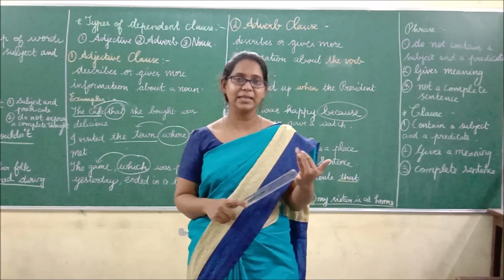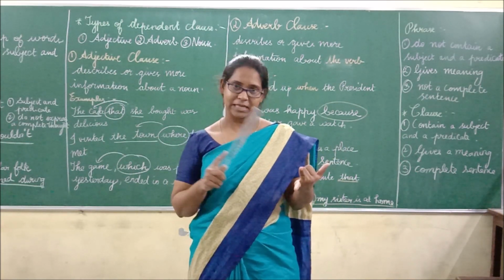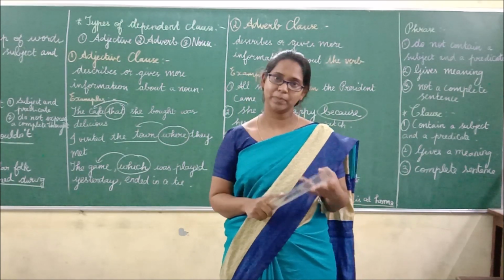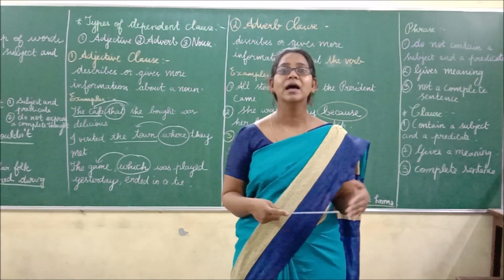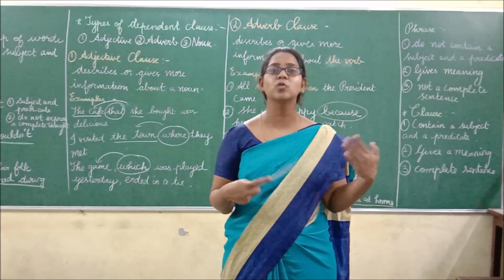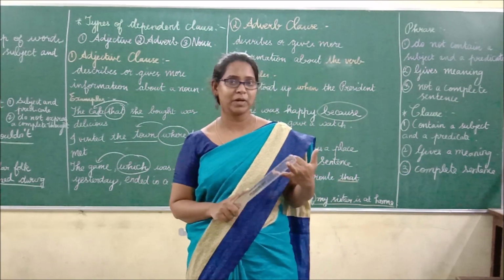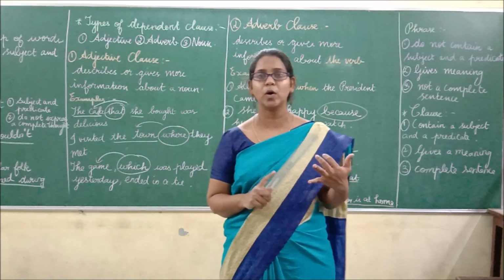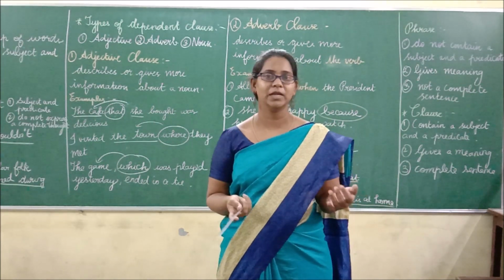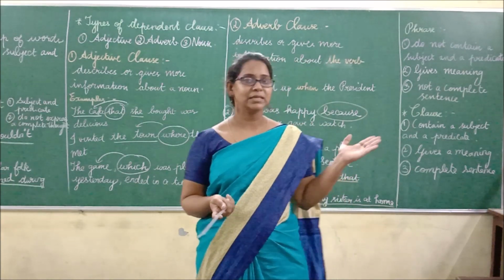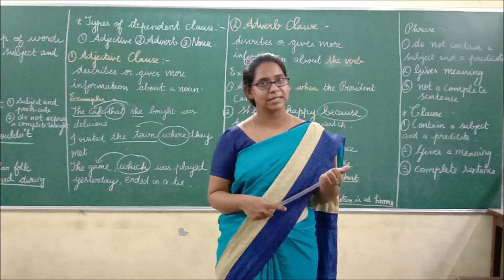We have seen the types of clauses, isn't it? What are they? Noun clause, adjective clause, adverb clause. Adjective clause is a group of words which describes the noun and gives more information about the noun. Next is adverb clause, also a group of words which describes the verb and gives more information about the verb. Whereas a noun clause acts as a noun, in the place of a noun in the sentence.